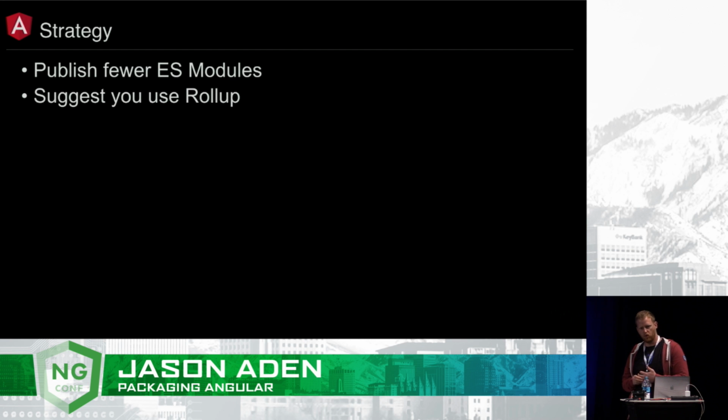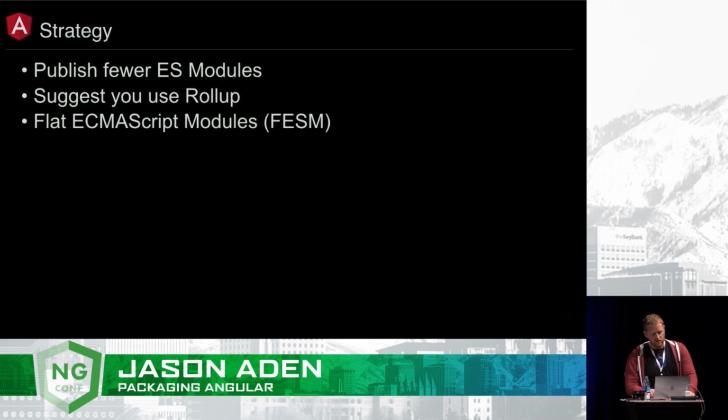Currently, we suggest you use Rollup to do this. So Rollup is a tool that will start at the root of your library and follow all the import statements and take all the generated code and create a single file out of all that generated code. It'll rewrite all the import and export statements for you, and it does a pretty good job of this. And the result of running Rollup, we call a flat ECMAScript module. Igor coined the word FESM for it. So flattened ESM, okay?